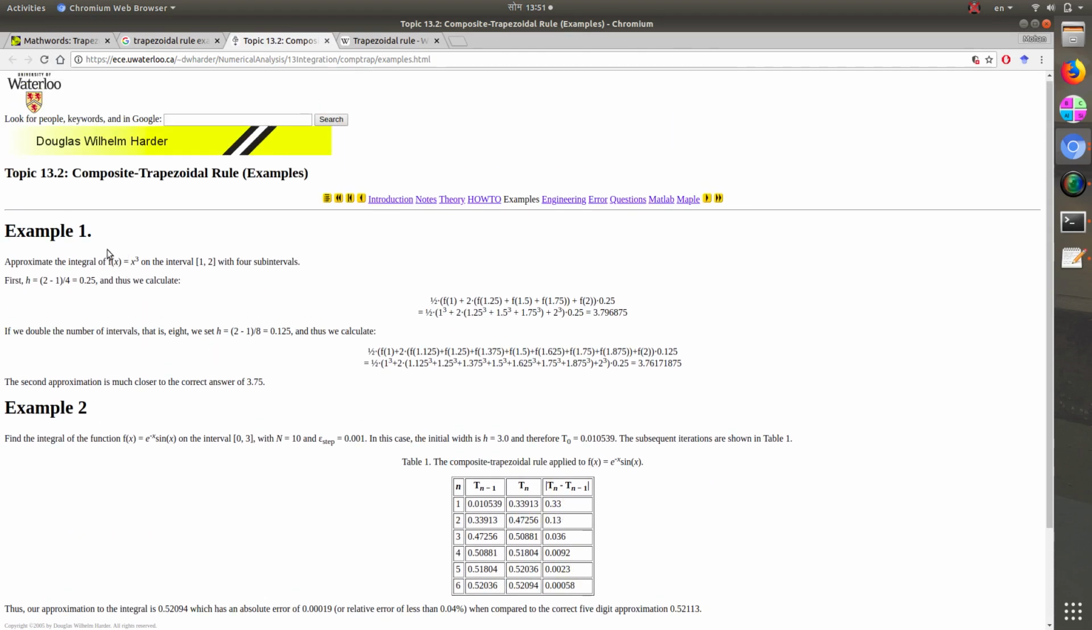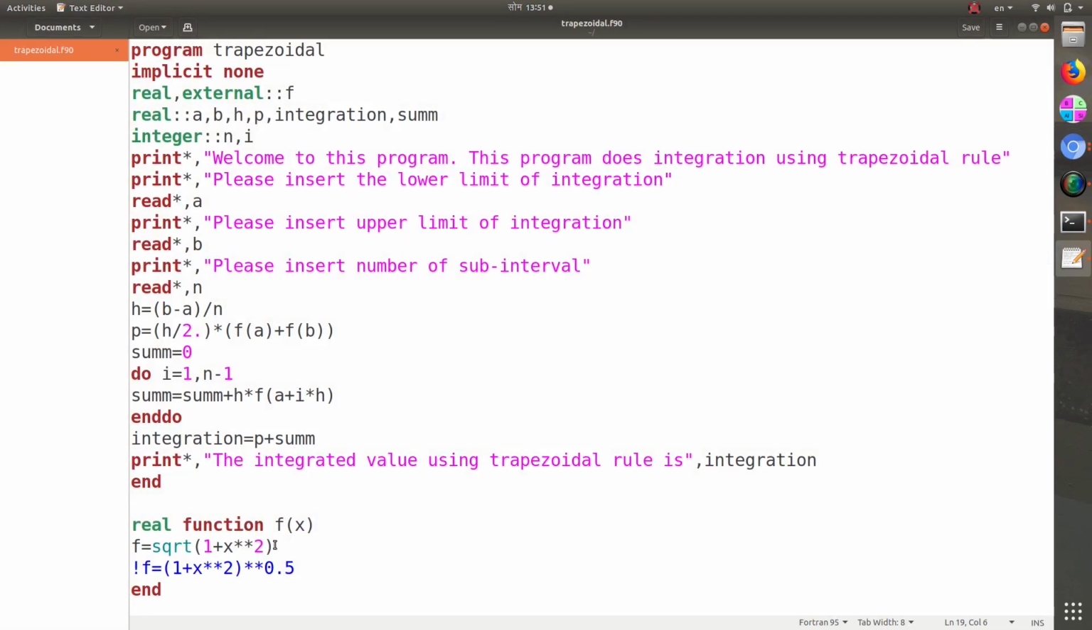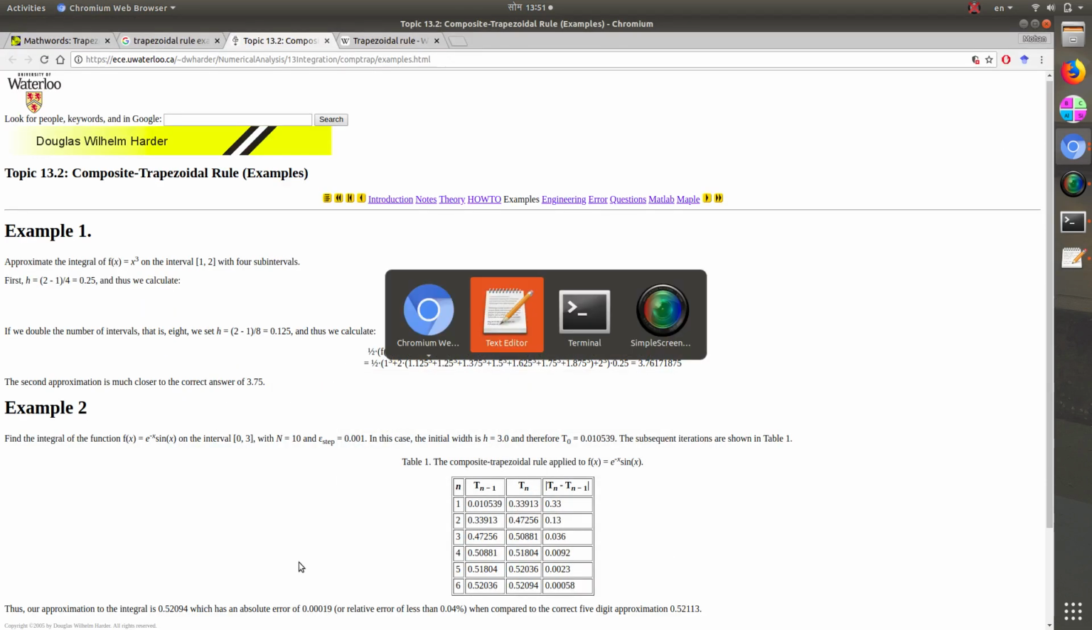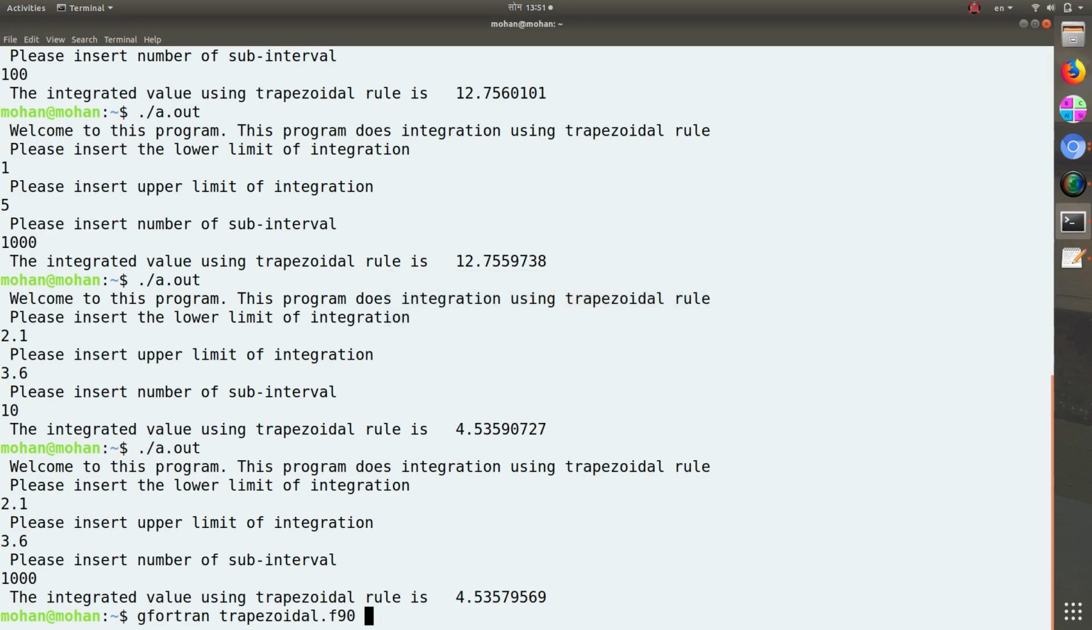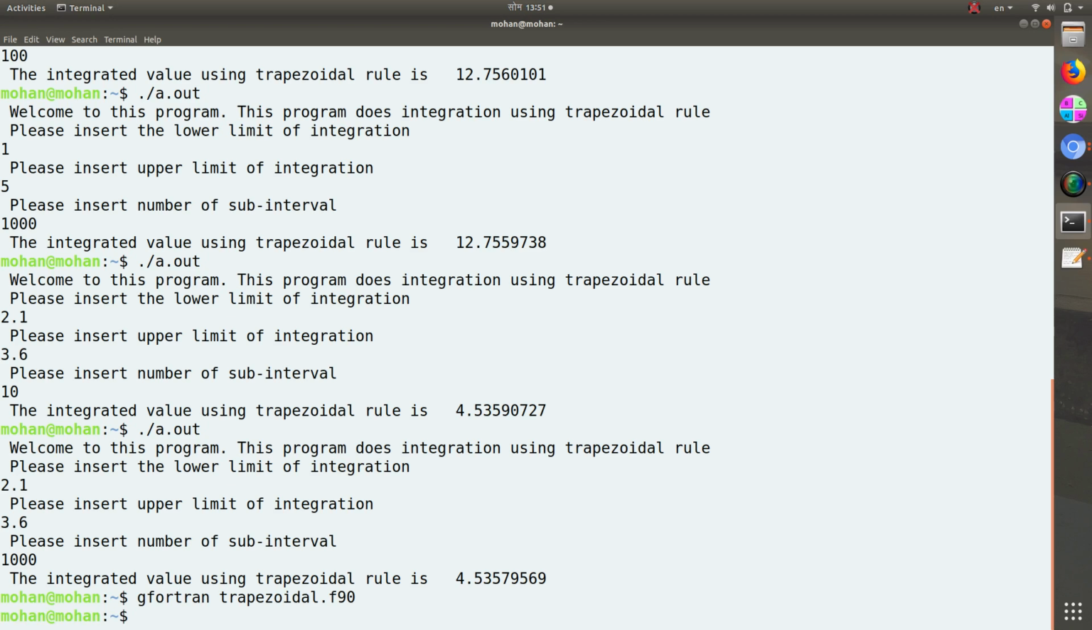Yes, x cubed and the interval is 1 to 2. Okay, let me change the code. First, the function is x cubed, not this one. Okay, x to the power 3. Alright, no, we can delete this because this is not required here. Save it, and then compile it. Okay, now it's compiled.